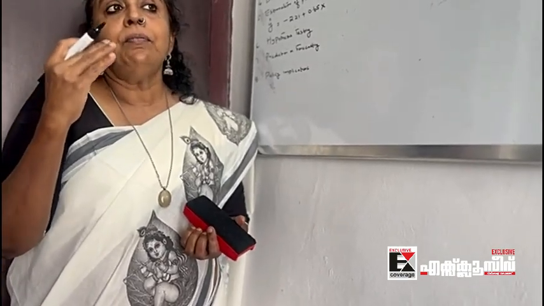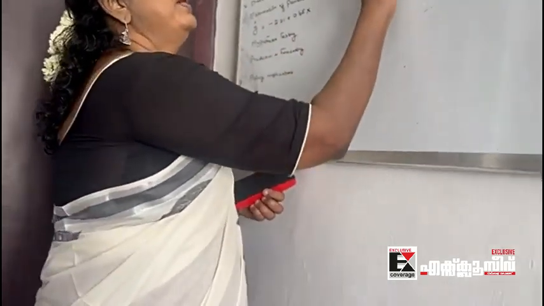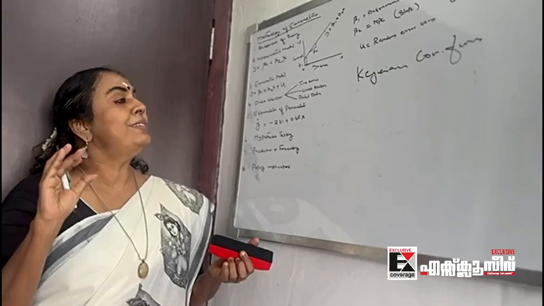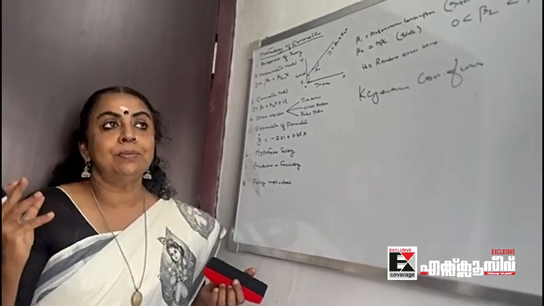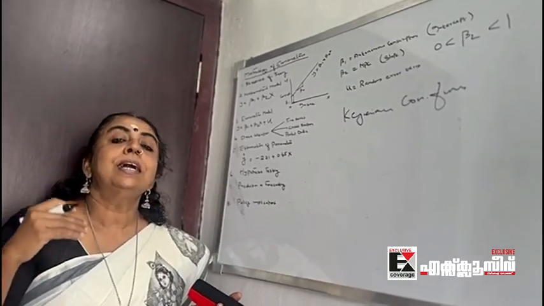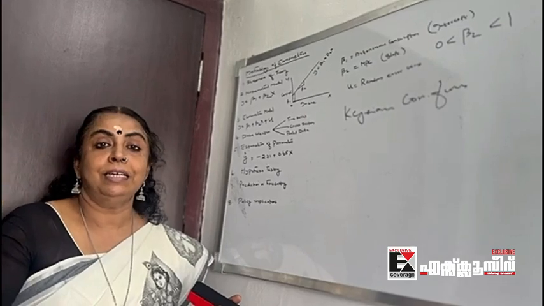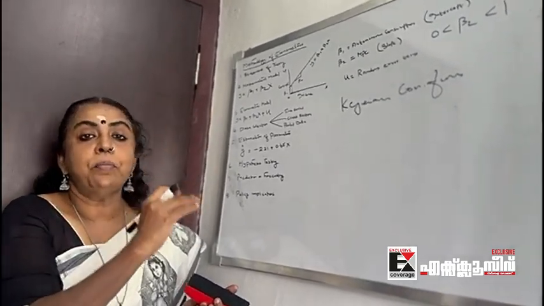Suppose we take as the statement of theory the Keynesian consumption function. The Keynesian consumption function can be taken as the theory, and you can test this theory based on econometric modeling. So, what is the Keynesian consumption function? It says that when income increases, consumption also increases, but by less than the increase in income. So, this is the theory we have taken in the econometric model.